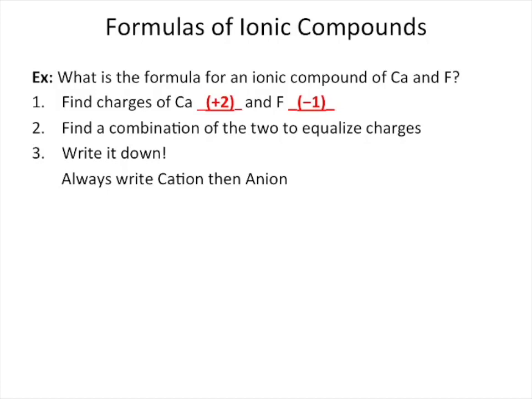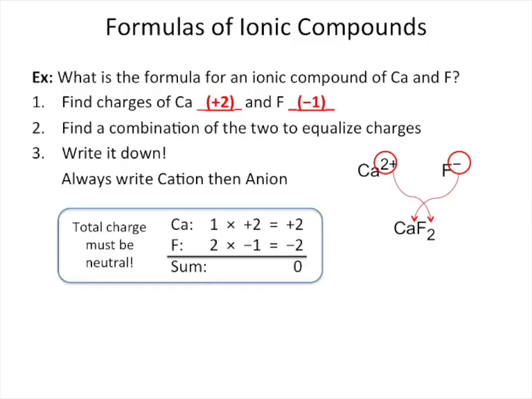Now, how do we combine these together in order to equalize the charges? One way you can do it is just look at this and say, well, I need 2 fluoride anions in order to equalize the +2 from the calcium cation. Another way you can do it is to do this little cross charges trick. You take the +2 from the calcium and the -1 from the fluorine. The fluorine charge becomes the number of the calciums, and the calcium charge becomes the number of the fluorines. Either one of these works. It gives you the same answer.